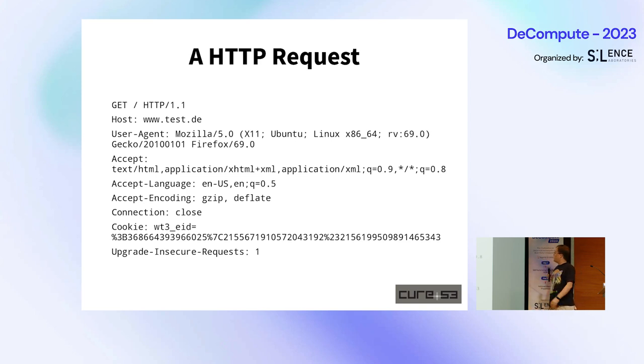And as you can see, there is a bunch of pairs of names and values. For example, we see the name that is host, and we see the value that is www.test.de. We see the name user agent, and then we can learn what the user agent is, and so on and so on. We have a little bit of a preamble here that tells us what to do, from where we're going to do this, and with which protocol we're going to do this. So this is relatively simple.